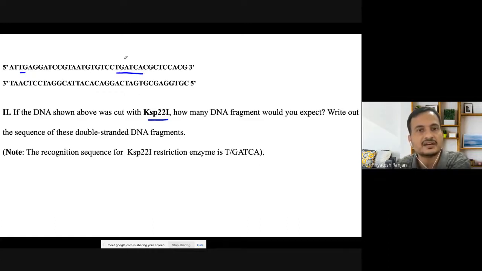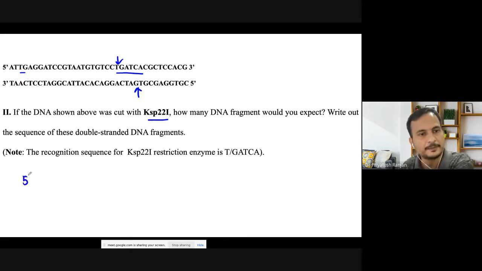TGATCA, making a cut after the first T. Similarly, for the lower strand, I need to check TGATCA, making a cut after the T. In a similar way, we need to write the fragments which I'm going to generate after KSP221 cut.